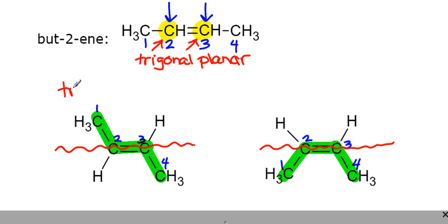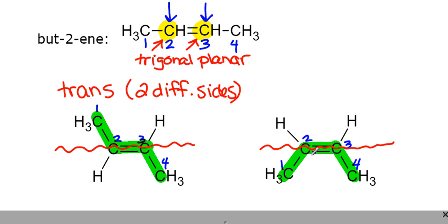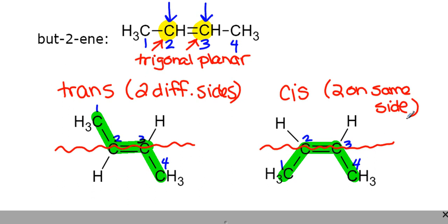This one is called the trans isomer, where my chain is on two different sides. Over here, if I look where my double bond is, I've got two parts of my chain pointing on the same side. This one's called the cis isomer. That's where some of the naming comes in. Two different sides means trans, or opposite sides. Cis, two on the same side.